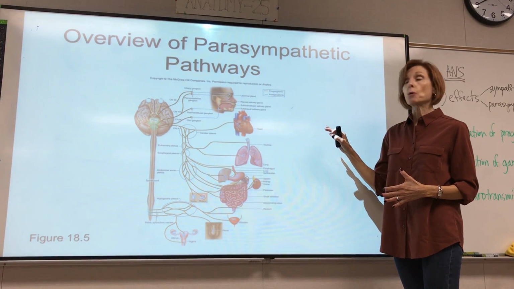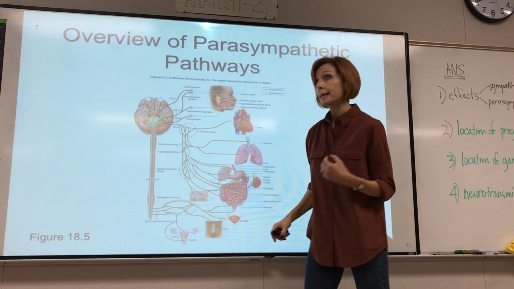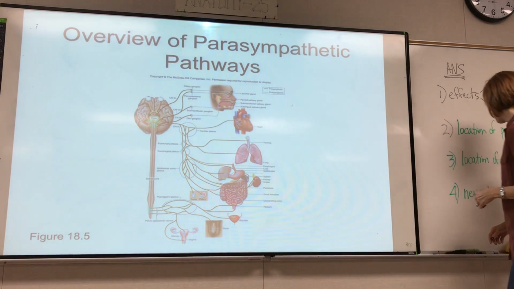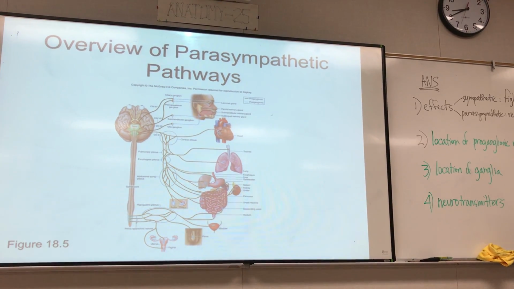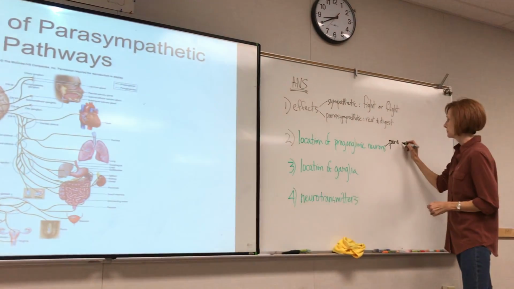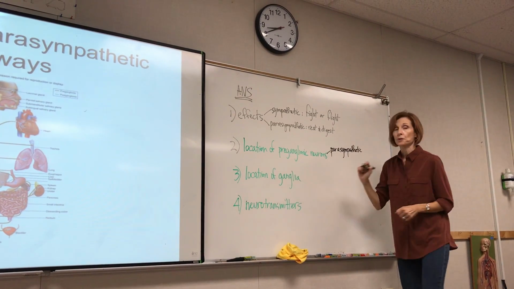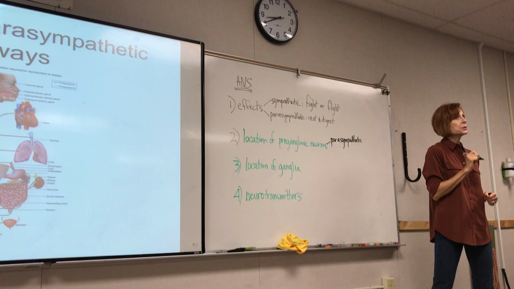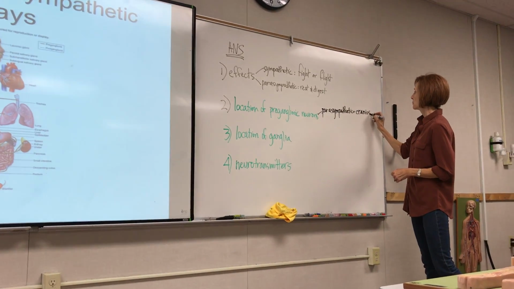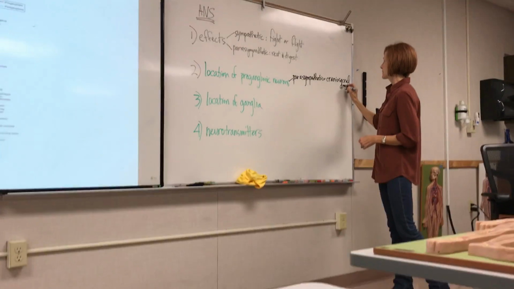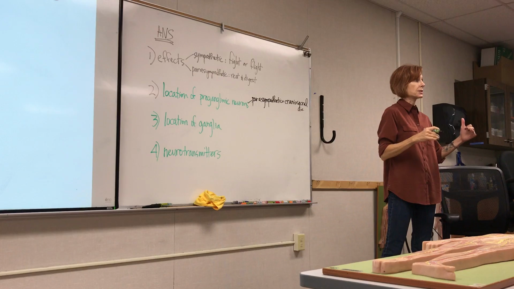Okay, so we'll take a look at where the preganglionic neurons are located and where the ganglia are. For the parasympathetic, we said we want to know where the preganglionic neurons are located. The parasympathetic is also called the craniosacral division. Why am I telling you that now? Well, because this name actually tells you where the preganglionic neurons are.